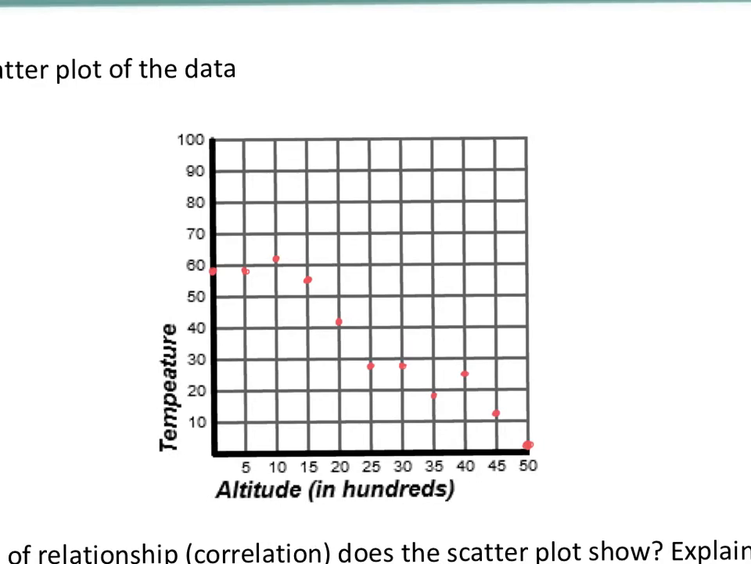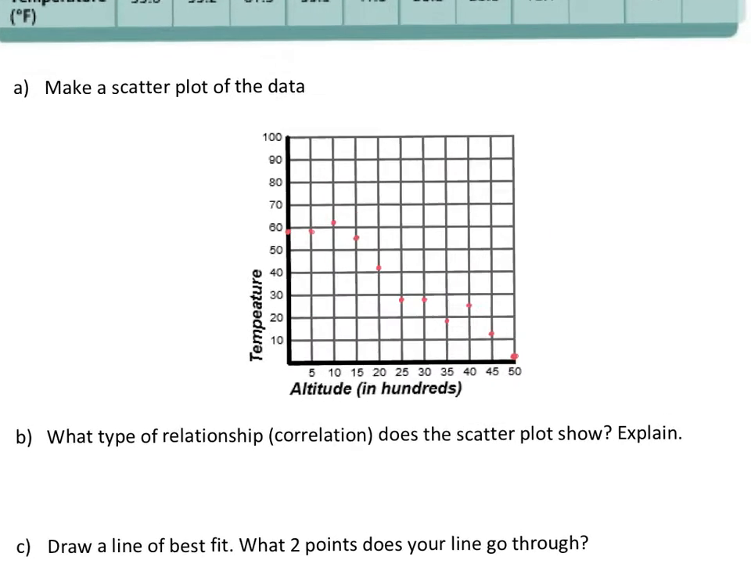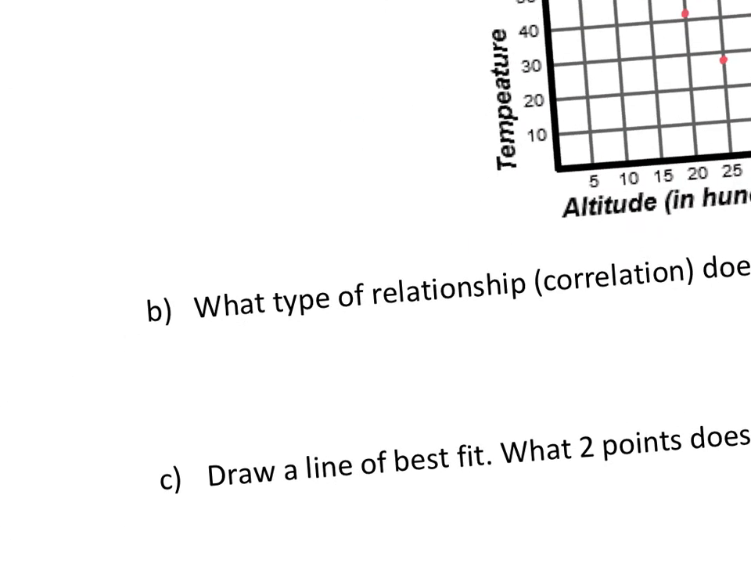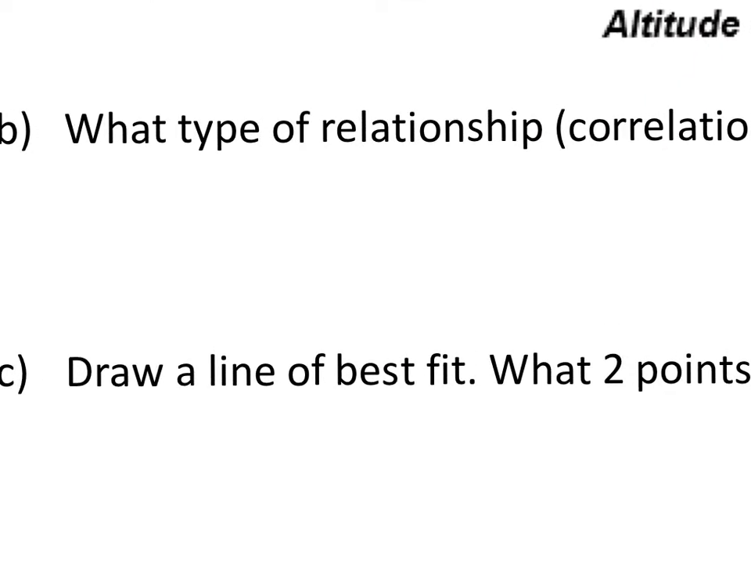So now what I'm kind of looking for, is there a relationship here? Because that's the first question. What type of relationship or correlation does the scatter plot show and explain? Well, overall, this is a downward trend. So our correlation here or our relationship would be negative. Okay.